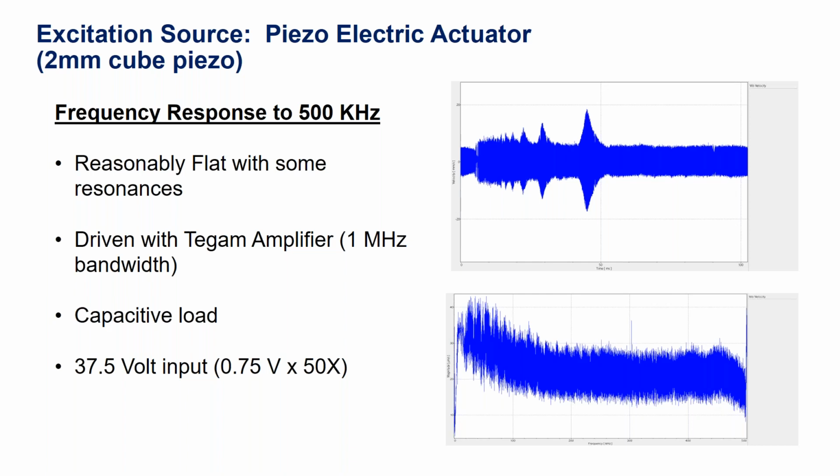So this is up to 500 kilohertz. You can see if you do a frequency sweep from 0 to 500 kilohertz, the response, we'll call this more or less flat. It's not perfectly flat, but it's flat across the frequency spectrum. So we use an amplifier, so we can amplify this up to 200 volts into the piezo, so we can cause sufficiently high vibration levels. It's a capacitive load, so you have to be careful of that. In this case, we use 37.5 volts as an input to the piezo to drive it.